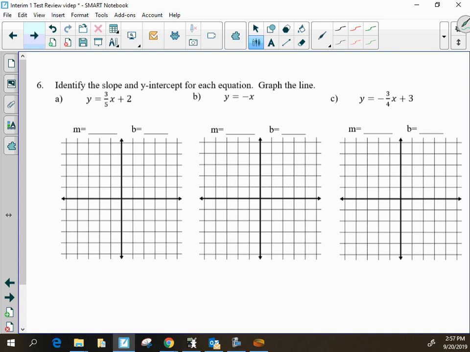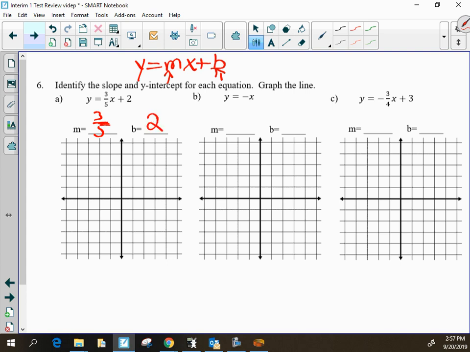All right, for this, number 6, straightforward. Identify the slope and y-intercept for each equation, and then graph the line. So remember, y equals mx plus b. Slope-intercept form says that m, the number in front of x, is the slope, and b, the number added or subtracted to the back, is the y-intercept. So the slope is 3/5, and the y-intercept is 2.